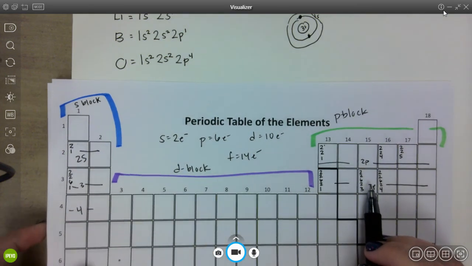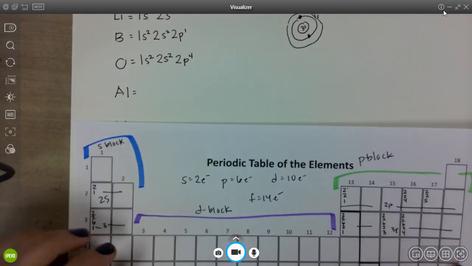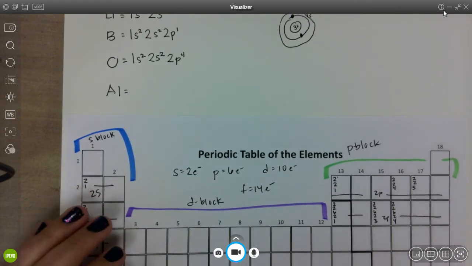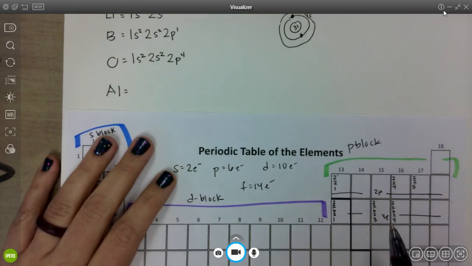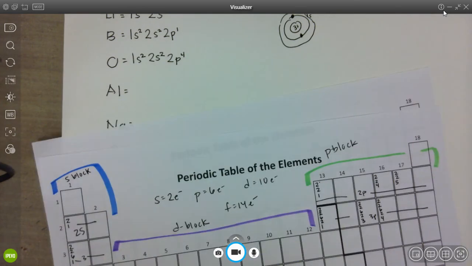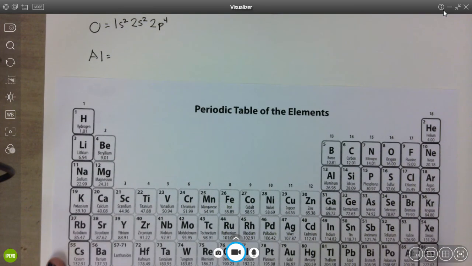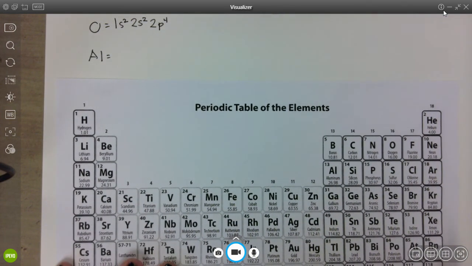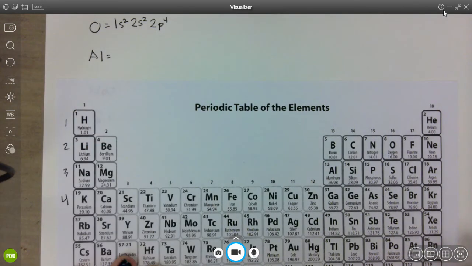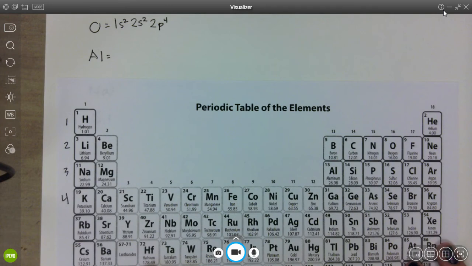Okay, so I want you to try 3 more examples and we will work them out together. The first example is going to be aluminum. I'm going to get my other periodic table out. If your periodic table doesn't have the numbers on it, feel free to write on it. I'm going to put 1, 2, 3, 4 on my periodic table to make life easier. And if you want to write S block, P block, D block, you go for it. All right, we're going to find aluminum.